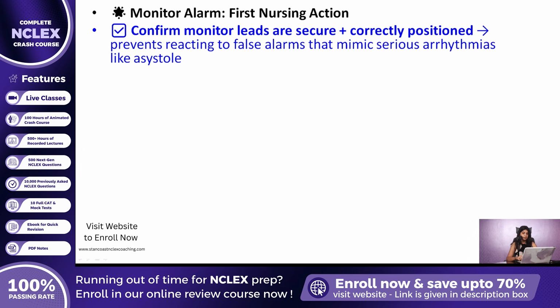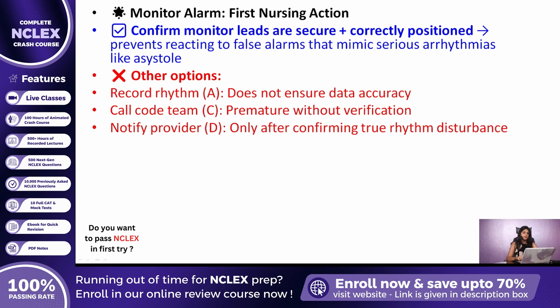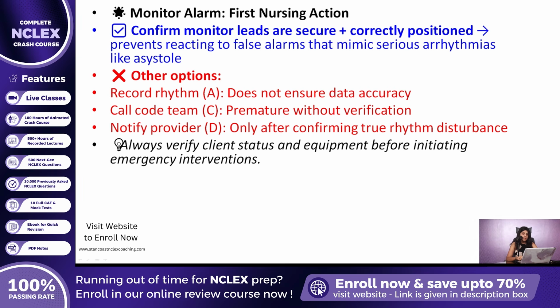providing accurate data. Option C, calling the code team, would be premature without verifying the lead placement or assessing the client. Similarly, option D, notifying the healthcare provider, should come only after confirming that the rhythm disturbance is genuine. The key takeaway is that before triggering emergency interventions, always verify both the client's actual status and the monitoring equipment to avoid unnecessary or inappropriate actions.